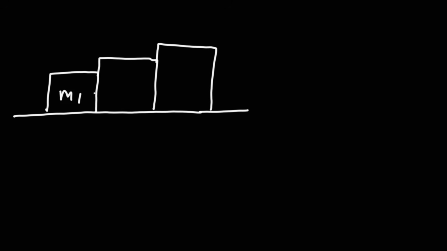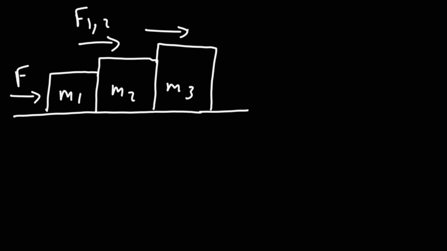Let's say this is m1, m2, and m3. And we're going to have an applied force. For this example, we're not going to consider friction. Now, this is going to be the force that box 1 exerts on box 2, and this is going to be the force that box 2 exerts on box 3.